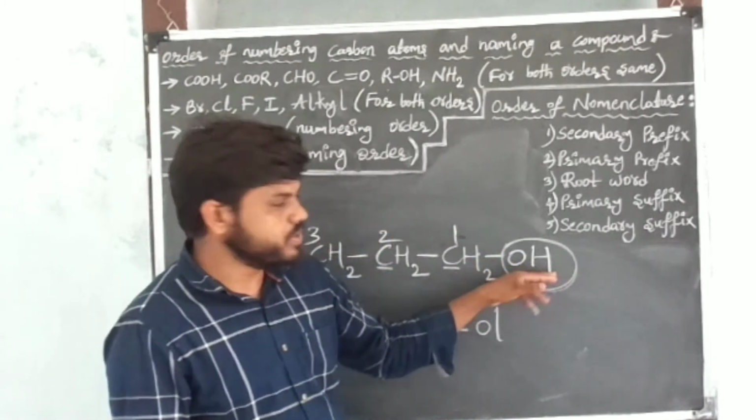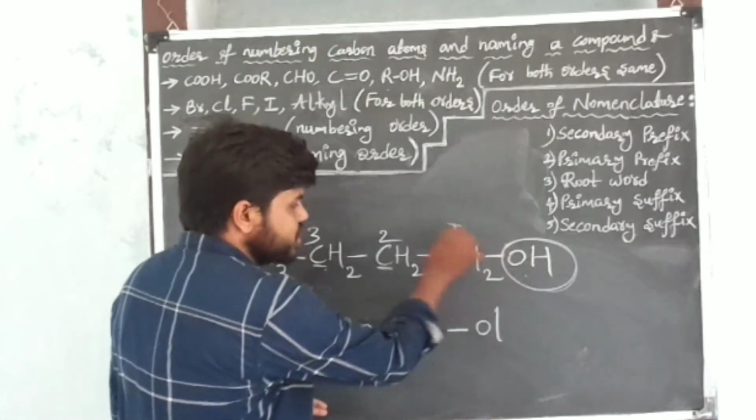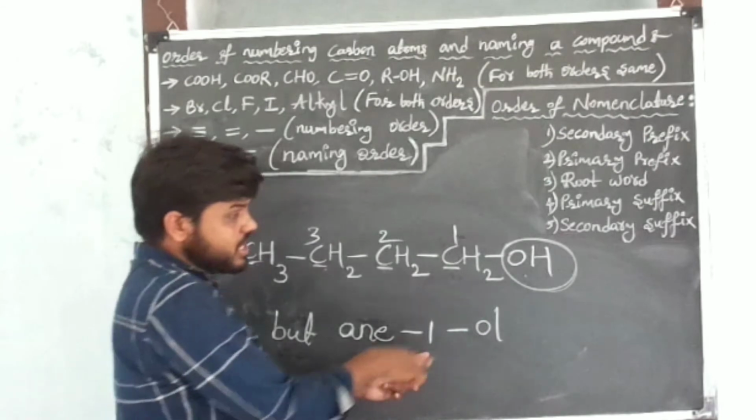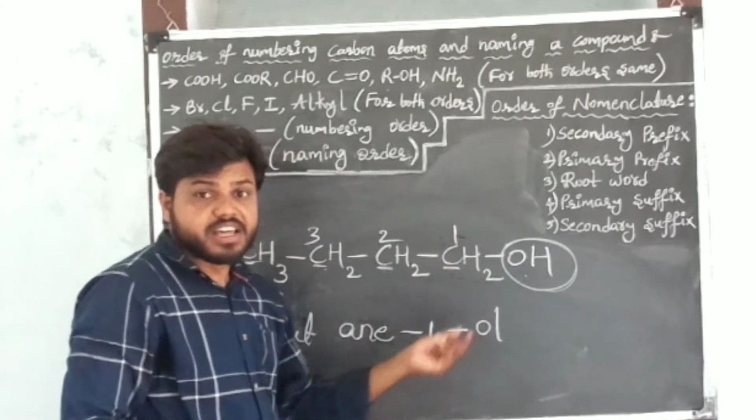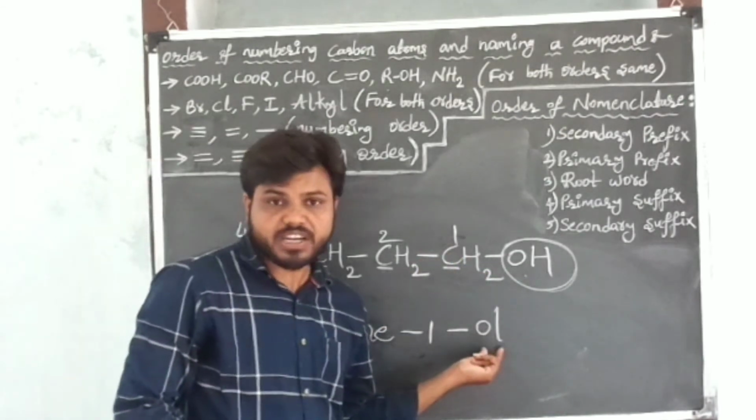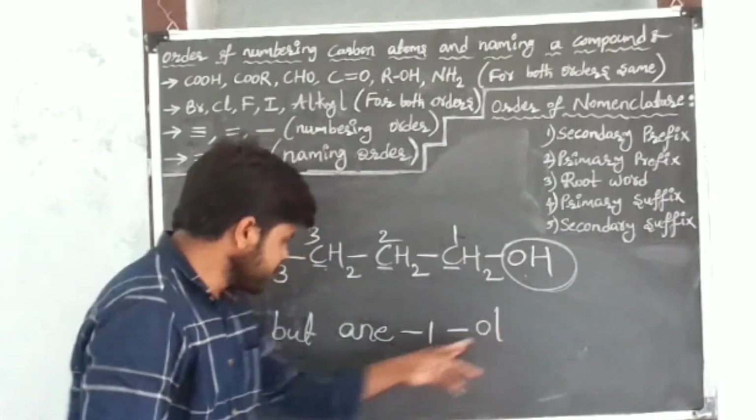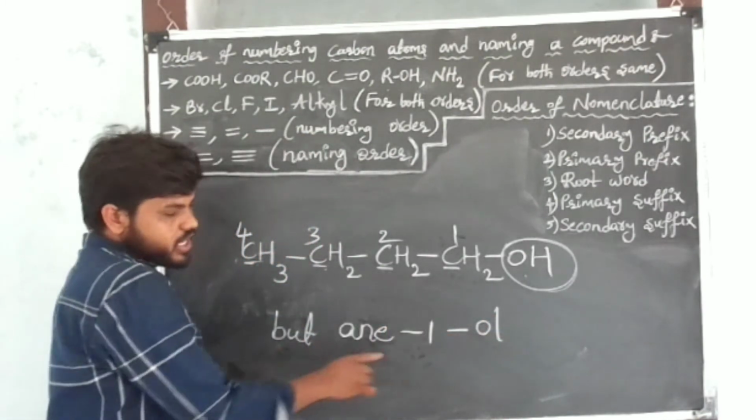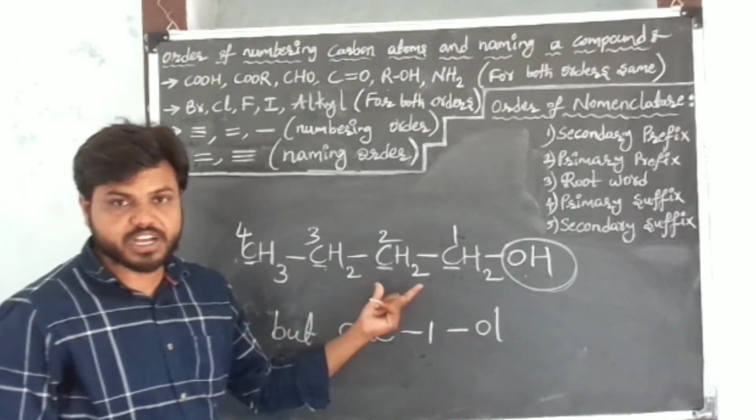Name of the functional group is alcohol. First write the position of the alcohol. Position of the alcohol is the first carbon. I have written first carbon. After writing the position of alcohol, write the suffix of alcohol. Suffix of alcohol is ol. I have written it. So this is our required IUPAC name, that is butane 1-ol. Butane 1-ol is the IUPAC name of the given carbon compound.